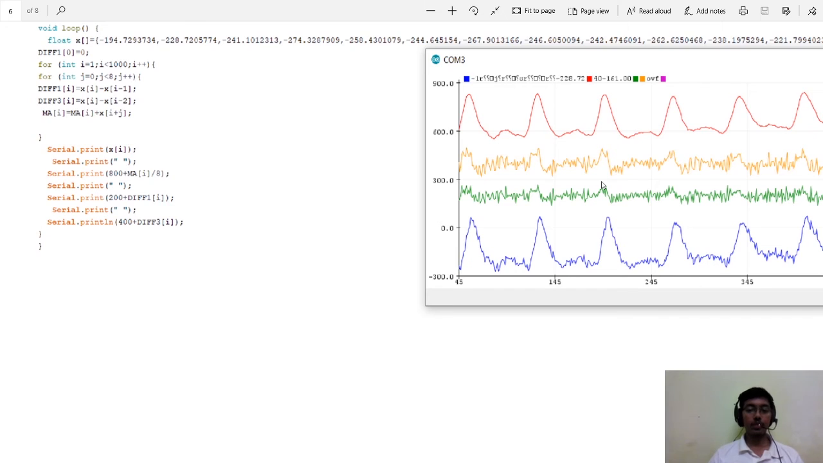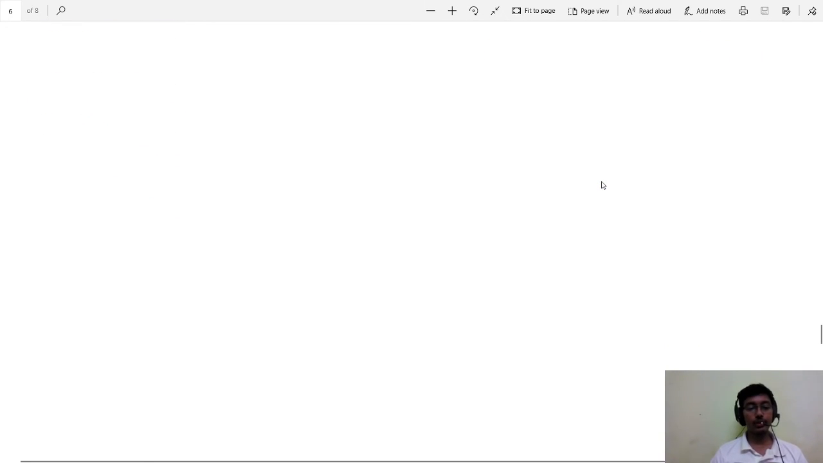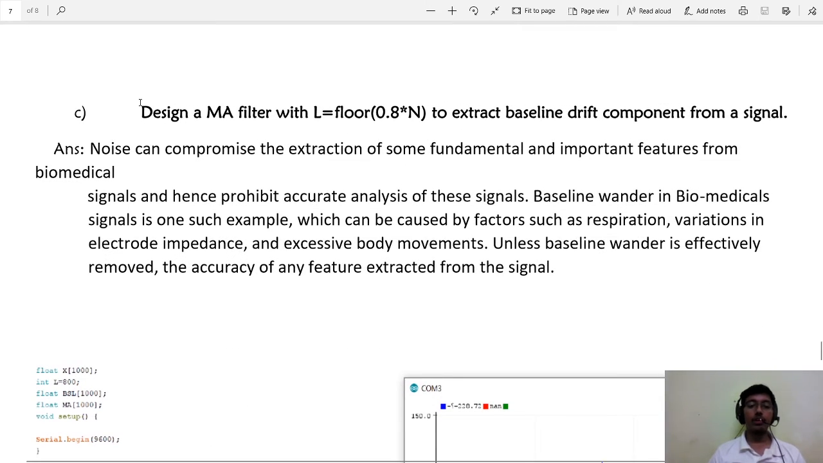Okay, good. Next, going back to question number 3, design a moving average filter of length L. Here we are using N equals 1000, so length L equals 800 to extract the baseline shift. While we are extracting a signal from a sensor or an electrode or something, a lot of things get added to the signals. Those are called noises, which we don't want.